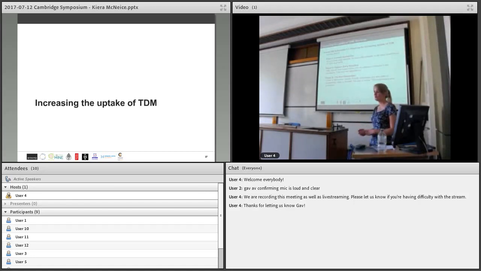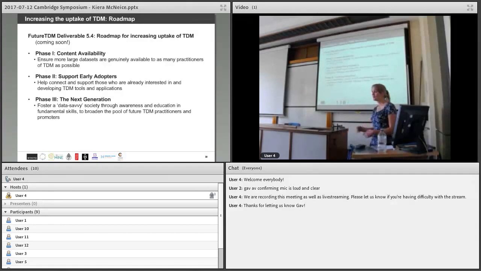And then phase three, what we're calling the next generation, not necessarily literally the next generation, but any new people who would like to get involved with text and data mining. We're trying to increase the pool of potential text and data miners by creating a data savvy society where everybody has some understanding of what can be done with data and why text and data mining can be such a valuable technology.